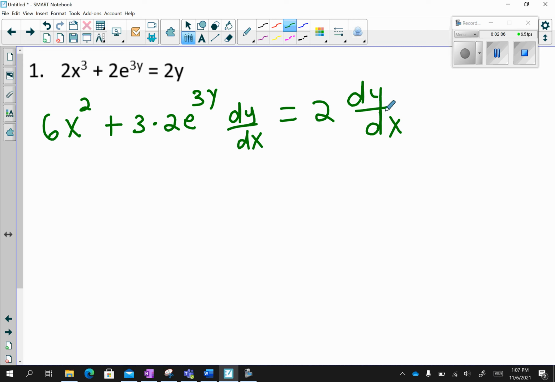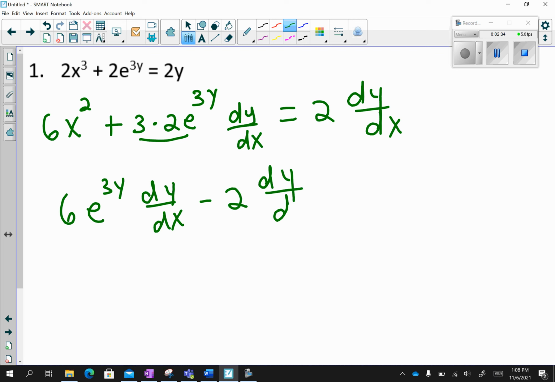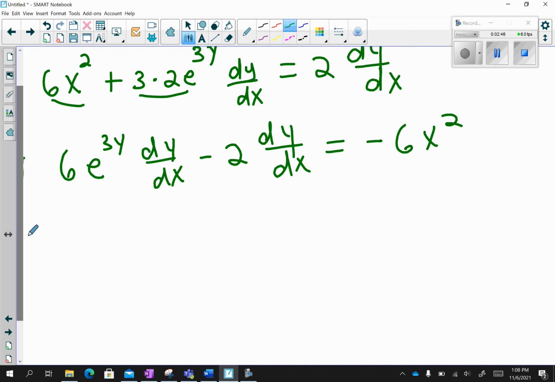And now we're finding dy over dx, so we need to isolate. So I'm going to bring all the terms with dy over dx to the left and the terms without on to the right. So I'll subtract 6x squared over there. Here we just have, well, 3 times 2 is 6, e to the 3y dy dx. I'm subtracting this 2 over, minus 2 dy over dx equals, and this 6x squared I'll subtract over to this side. So all the terms with dy over dx are to my left, the terms without are to my right.